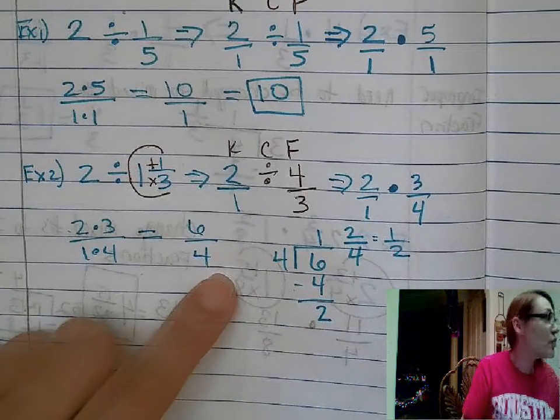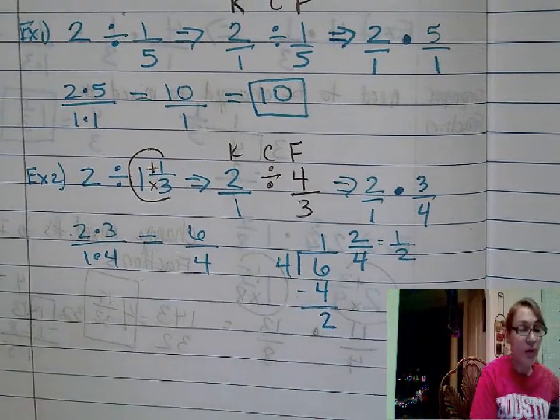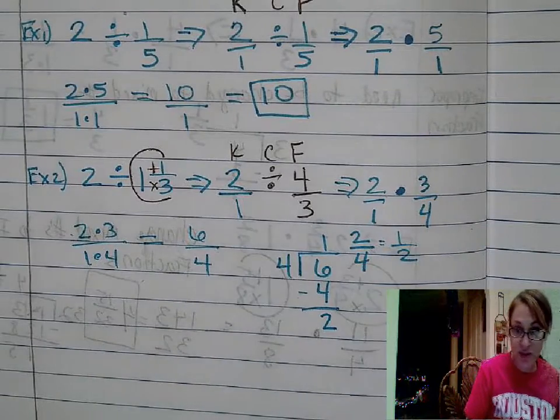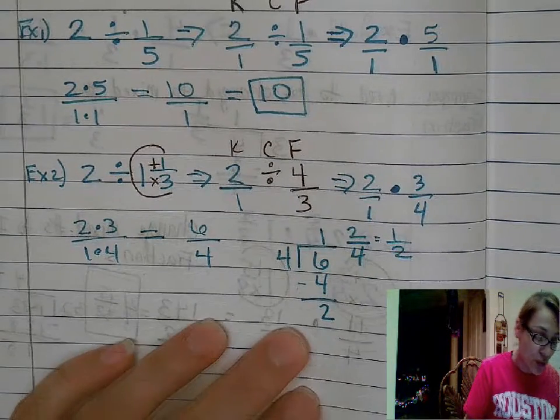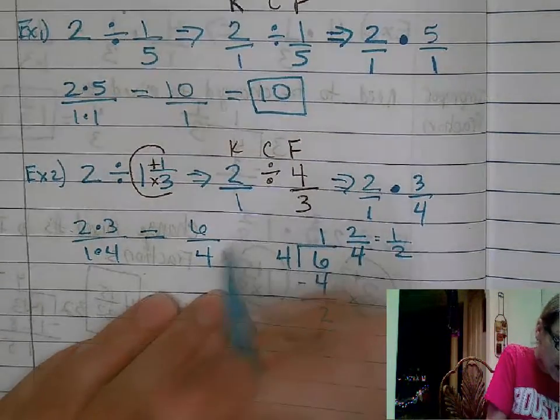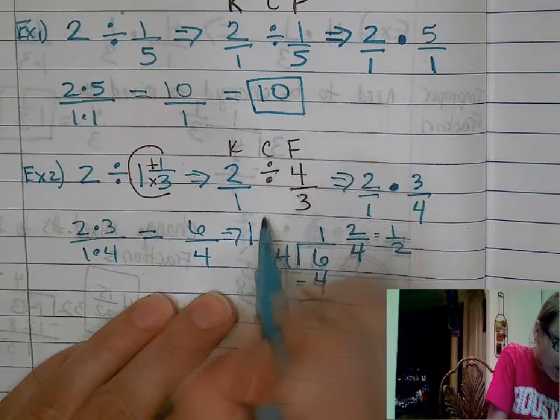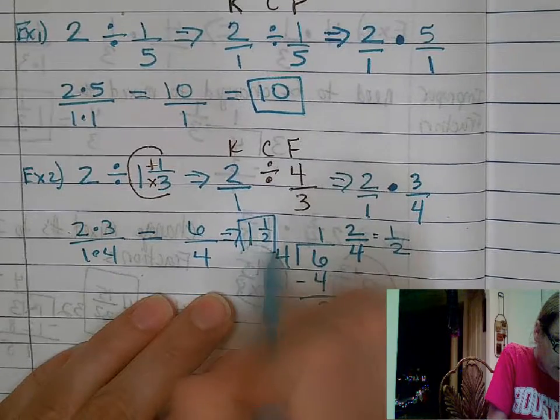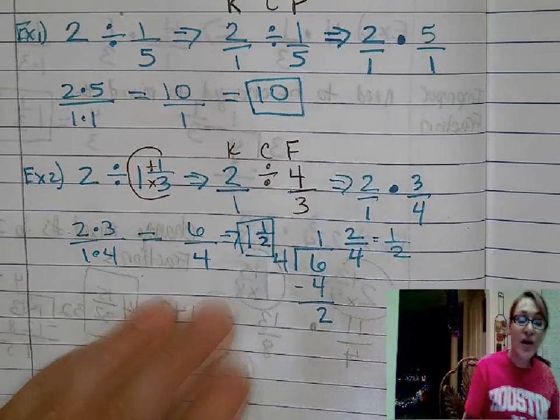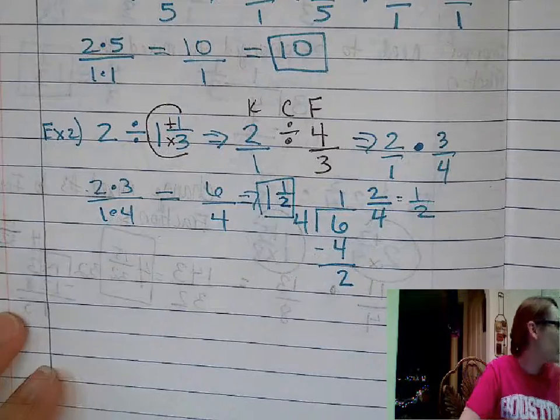So 6/4. Hi, baby. Okay, go with daddy. That's Tristan. So you simplify this. 6/4 simplifies to 1 and 1/2. Okay, so go with daddy, boys.